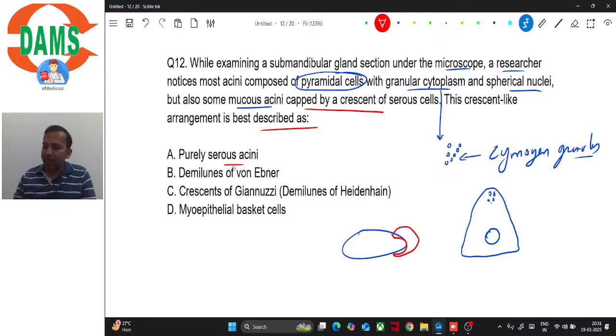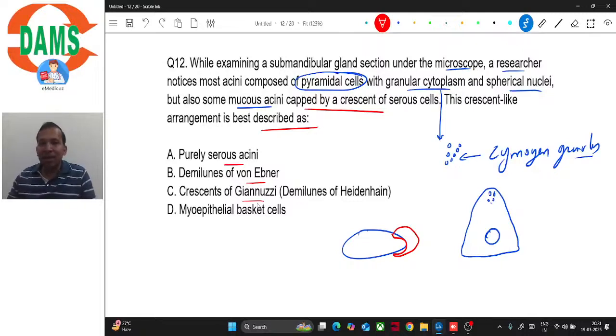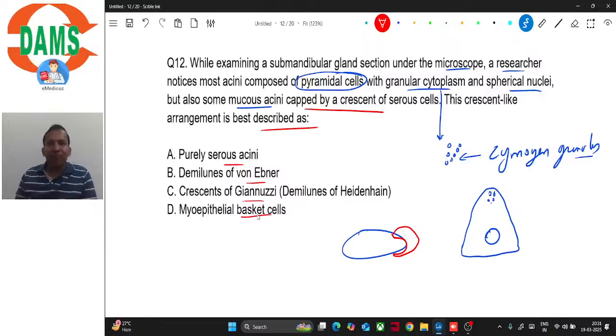Purely serous acini, demilunes of Von Ebner, crescents of, I don't know how to pronounce this, Giannuzzi maybe or whatever it is, and demilunes of Heidenhain, and myoepithelial basket cells. So what will the correct answer be? Now if we don't know the correct answer, we can easily rule out option B, demilunes of Von Ebner. What is that? Myoepithelial basket cells.